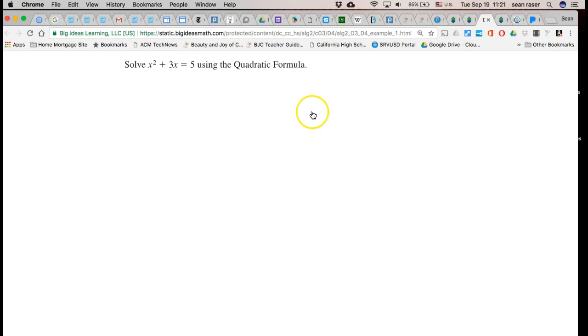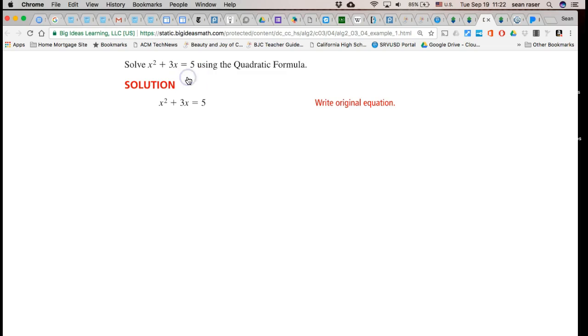So let's go ahead and look at an example, and you'll get to see how we actually use the quadratic formula. Here's an equation that we want to solve using the quadratic formula. The first thing you're going to notice, we've got x squared plus 3x equals 5. Is this in standard form right now? If you look at it, the answer is no. It's not equal to 0, so all of the terms are not on the same side.